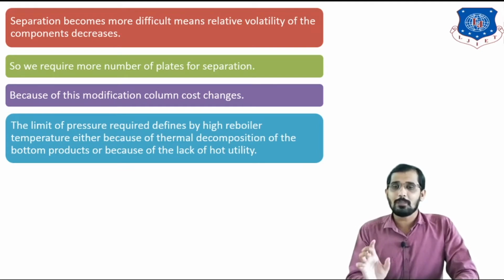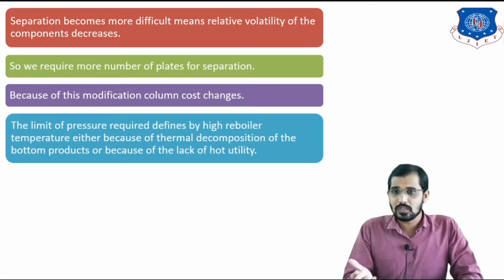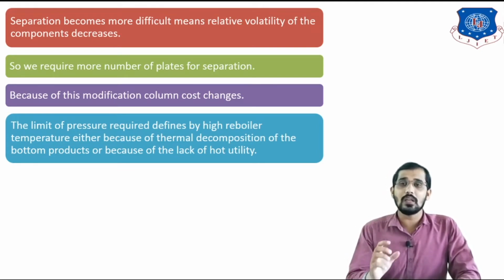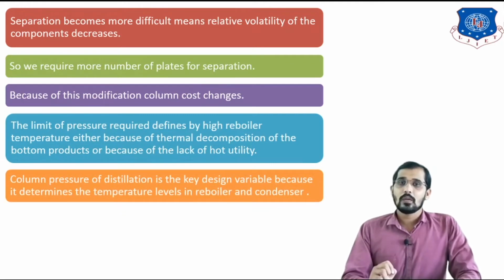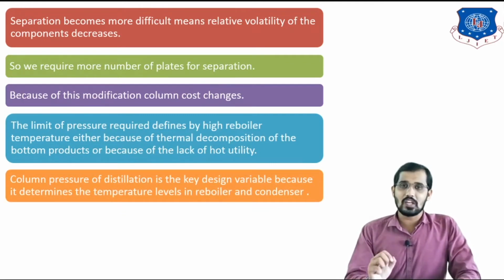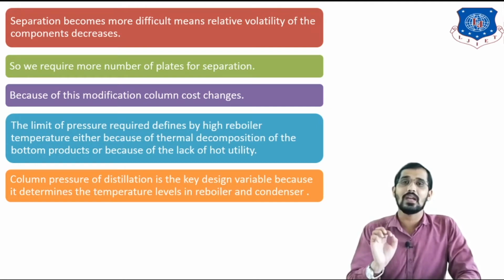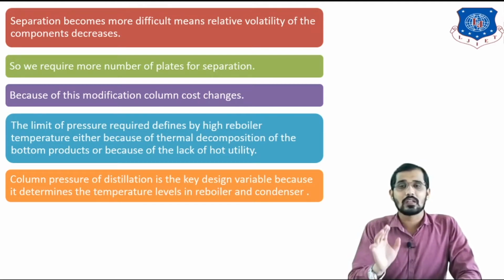Okay, so for that purpose we can use an excess amount of the hot utility, so we can reduce the excess temperature in the reboiler. You can see here that the column pressure of the distillation is the key design variable because it determines the temperature level in a reboiler and condenser. We know that condenser and reboiler both are heat exchangers.